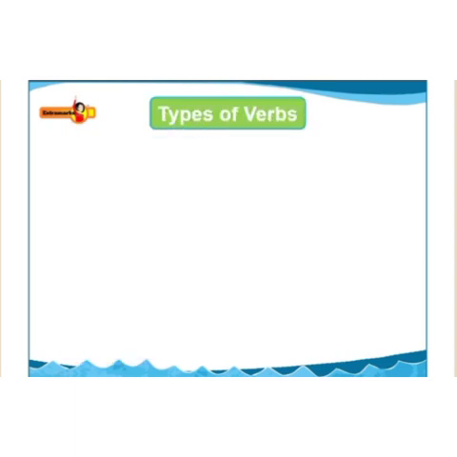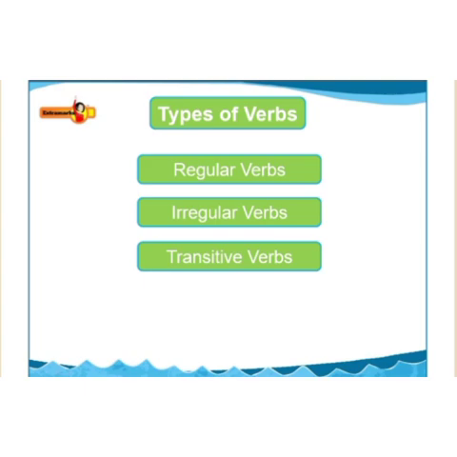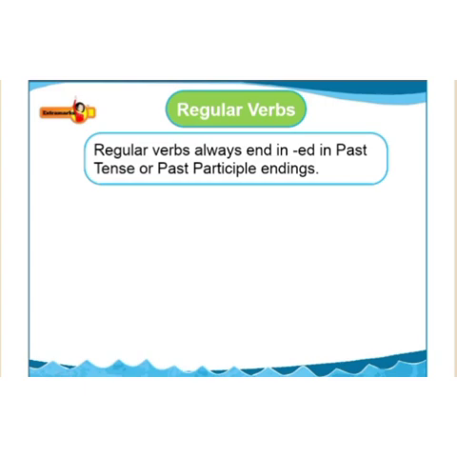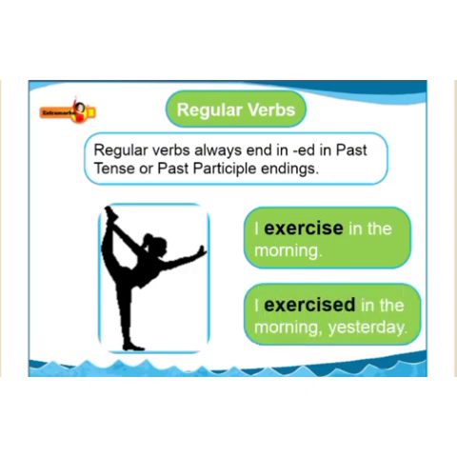Types of verbs. Verbs can be divided into 5 types. Regular verbs, irregular verbs, transitive verbs, intransitive verbs, auxiliary verbs. Let's see what are regular verbs with an example. Regular verbs always end in ed in past tense or past participle endings. For example, I exercise in the morning. Here the verb exercise changes to exercised in the past tense. I exercised in the morning yesterday.